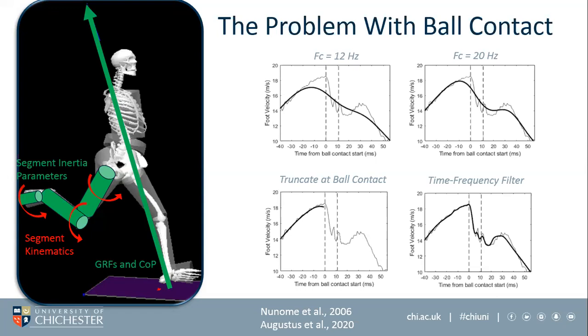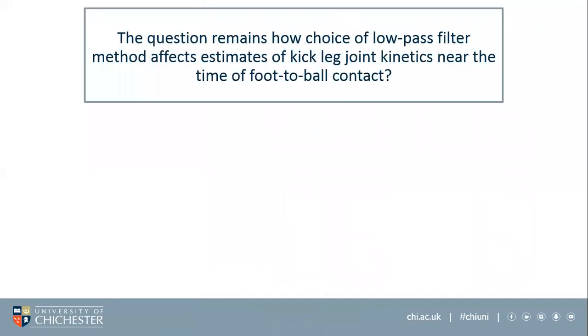To avoid this distortion, researchers instead tend to truncate data at the start of ball contact, or a few have used advanced time-frequency filter methods that raise the cutoff frequency over the duration of the impact to obtain valid velocity and acceleration estimates. As you can see, these improve the calculation of foot velocities compared to the raw data, but no study has investigated how choice of low-pass filter affects estimates of kick leg joint kinetics. It is therefore important to consider how choice of data processing influences practical interpretation of these kinetics. If erroneous methods are used, this might limit our ability to provide useful feedback and understand how skilled kickers optimize performance.